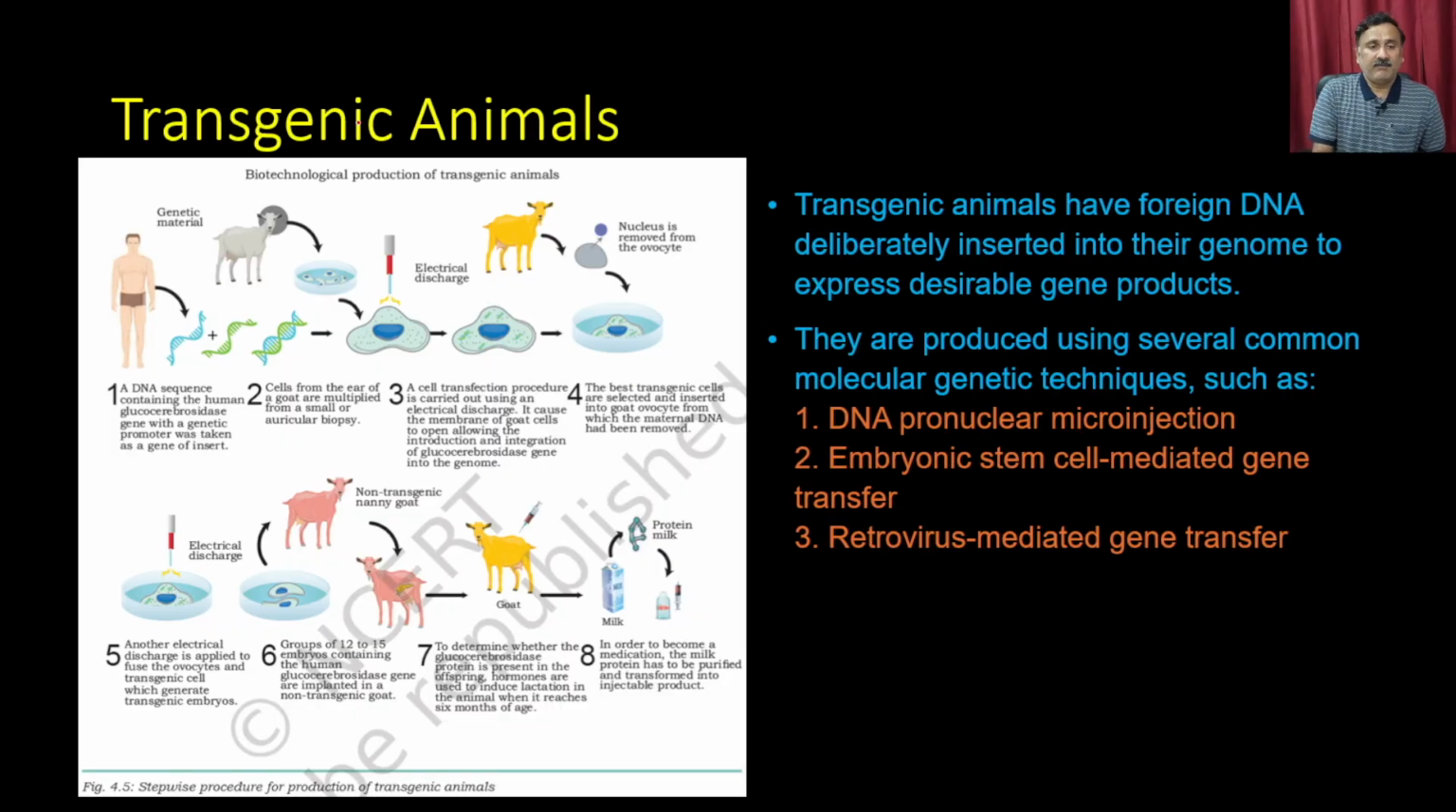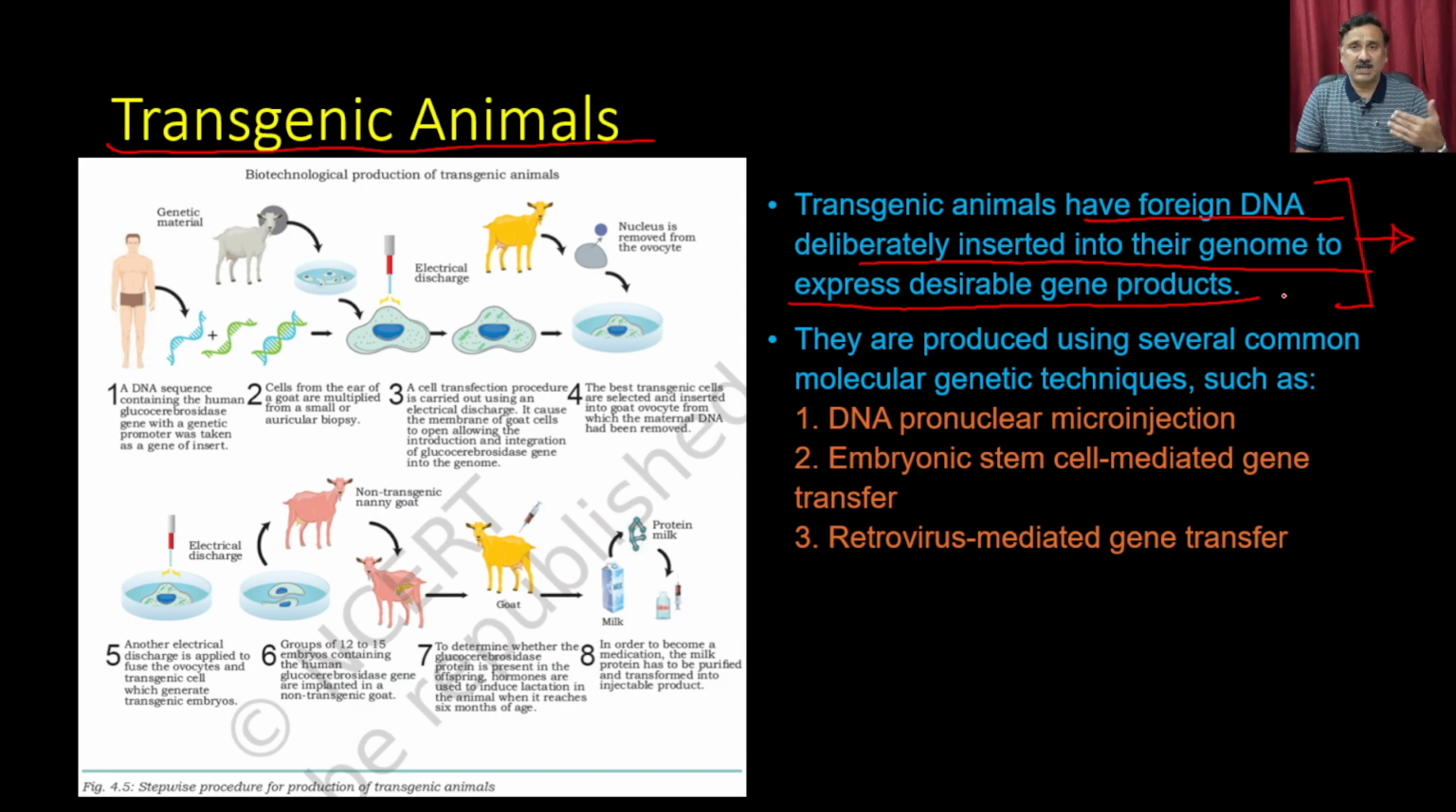Now in today's lecture, we are going to discuss transgenic animals. Transgenic animals have foreign DNA deliberately inserted into the genome to express the desired gene product. This gene product could be of multiple types, depending upon the type of transgenic animal being produced.